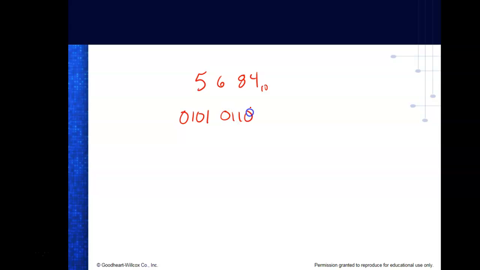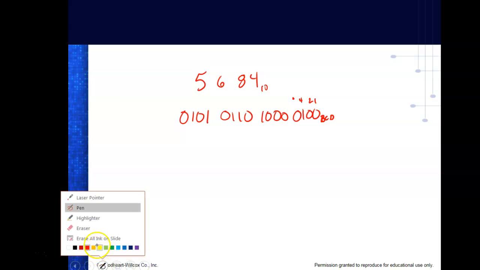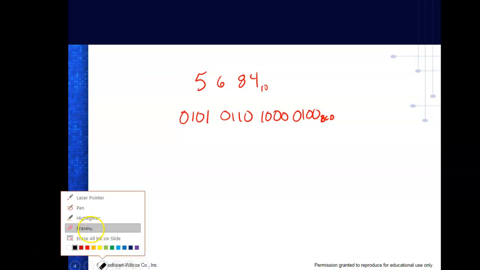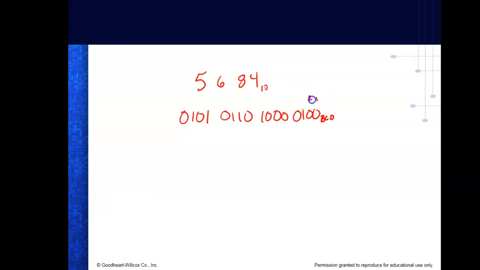This would represent a 6 in BCD. That would represent an 8 in BCD. That would represent a 4 in BCD. It does not go 1, 2, 4, 8, 16, 32, 64. A lot of people call it the 1, 2, 4, 8 code. It goes 1, 2, 4, 8. 1, 2, 4, 8. 1, 2, 4, 8. So some people call it the 1, 2, 4, 8 code.